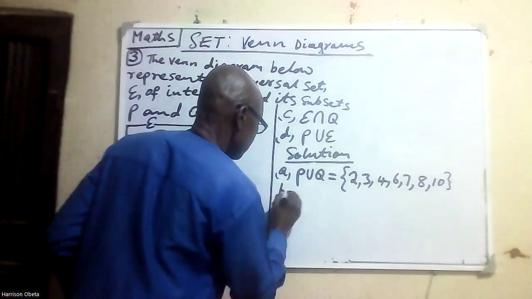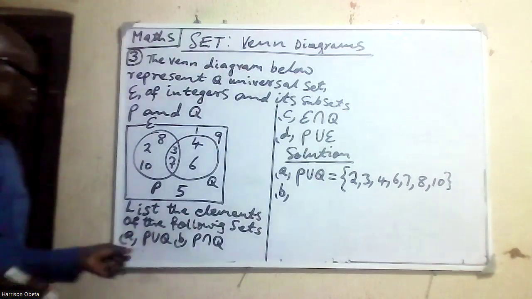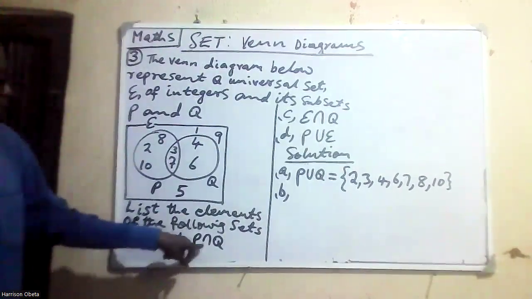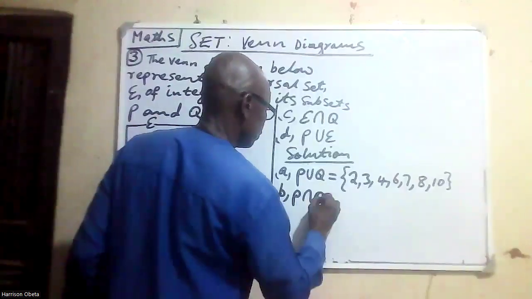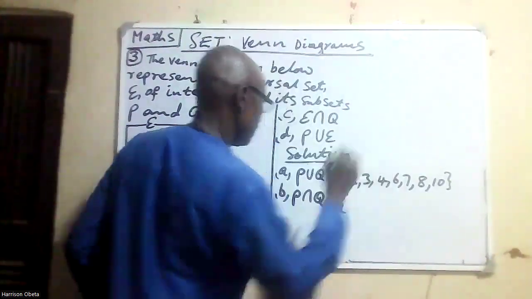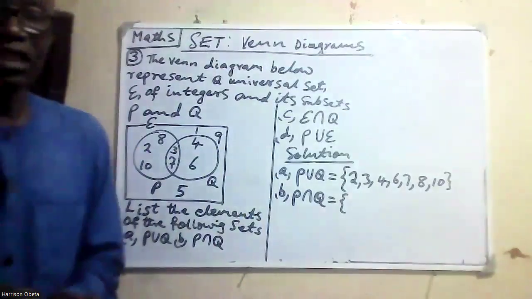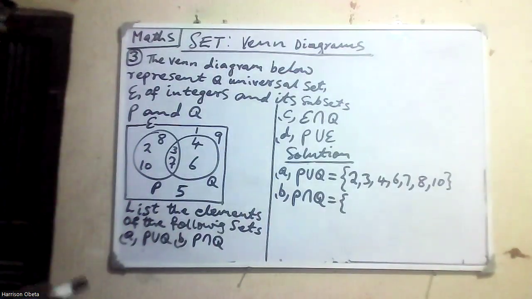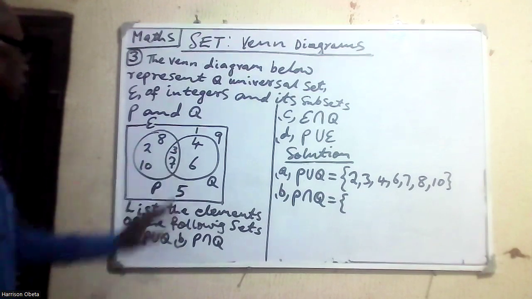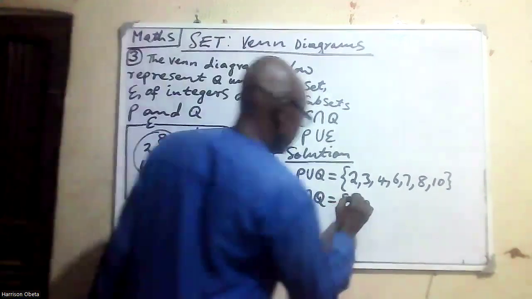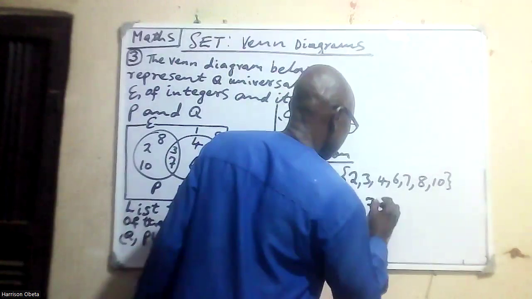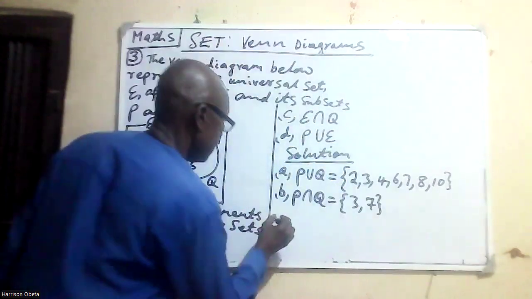Then B, we're talking of P intersection Q. P intersection Q means all the elements in P and Q. By looking at it, you just pick the ones that are within the intersection, and that is 3, 7.